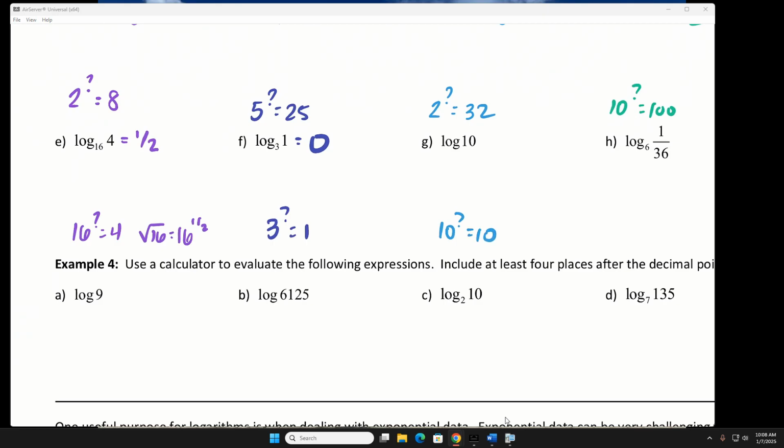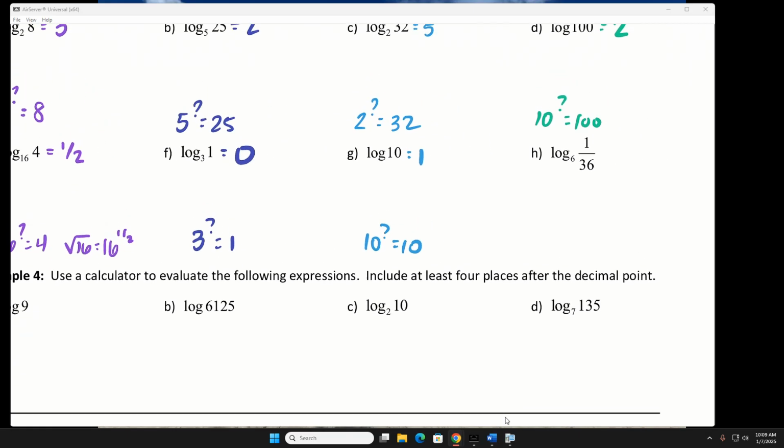All right, sometimes these obvious ones, I have a crazy smart kid in my second period, and the obvious ones threw him for a loop. But 10 to what power gives you 10? Yeah. All right, and then 6 to what power gives you 1/36? It's a negative 2, yeah. So the negative turns it to a fraction, and then squaring 6 gives you the 36.